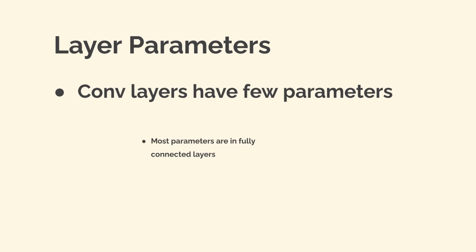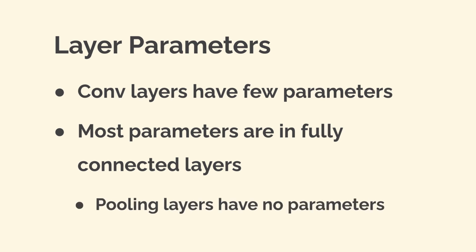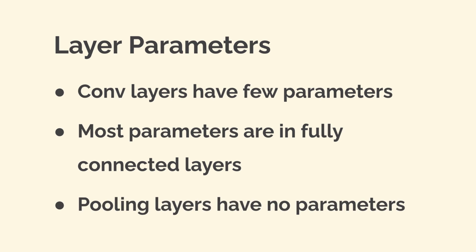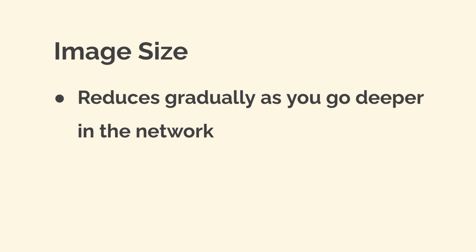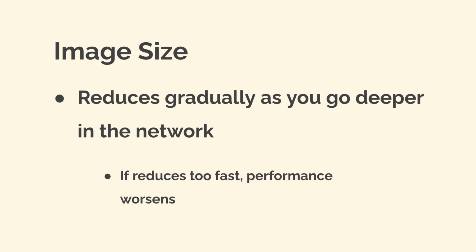Convolutional layers have very few parameters. Most are in the fully connected layers, and pooling layers have no parameters at all. The image size reduces gradually as you go deeper in the network. So you start with an image, it could be 500 by 500 pixels or 28 by 28 pixels, and you are going to reduce it gradually as you perform convolution on it. Now you're still keeping the important features, so you're not actually going to reduce the important features, that's why we added padding, but the image size will reduce as you go deeper in the neural network, and you'll see that when we actually build out all the layers.